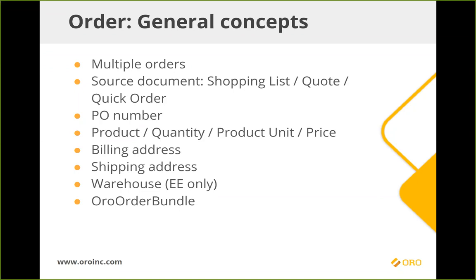In the order we also have product quantity, product unit, and price. And again, because the order is the last entity here, we may have a custom price too. Order has a billing address and a shipping address, and in the enterprise version, we may assign an order to a specific warehouse, or we can even assign a warehouse to each of the line items of the order.